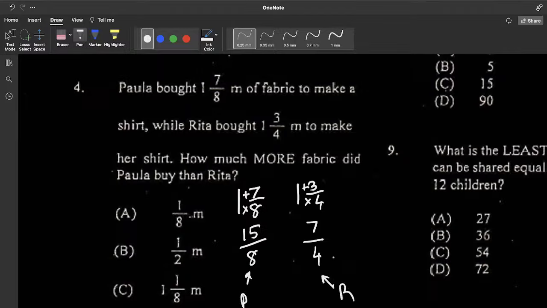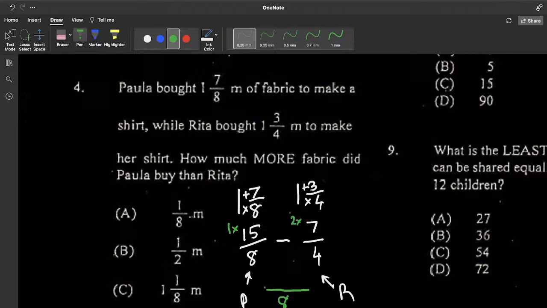Now, in order to find how much more was bought, we have to subtract. If you have 5 chickens and your sister has 3 chickens, how do you find who has more? You would have 5 take away 3, right? So it's the same concept here. But the thing is, we can't subtract unless we have a common denominator. So 8 and 4, the common denominator for both of these would be 8. 8 is the LCM of 8 and 4. So 8 into 8 goes 1 time. 4 into 8 goes twice.